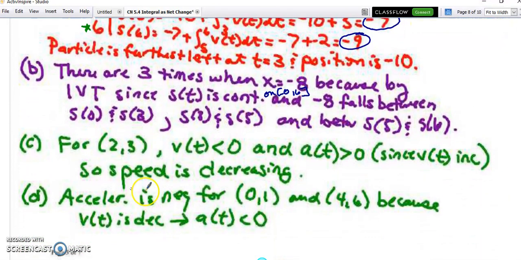All right. In part C, your velocity is negative because the graph that you were given was below the x-axis on this interval, and the acceleration was positive since v of t was decreasing, so speed is decreasing. They are opposite signs. And again, acceleration is negative on these intervals because v of t is decreasing.